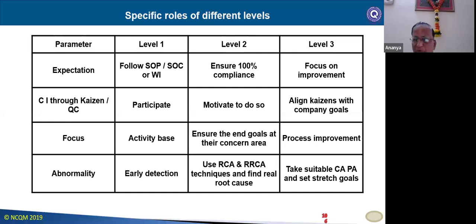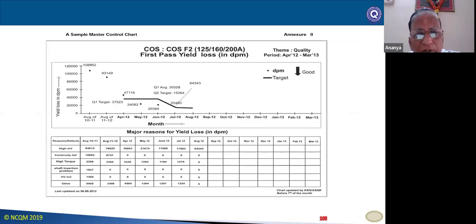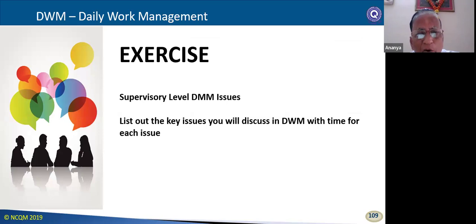Improvement through Kaizen, small improvement activity, quality circles, root cause analysis, training. So various initiatives will be taken and some training can be imparted. Some of the log sheets we will not go into right now. Some major reasons for yield loss are very difficult to explain here. Okay, so that was the thing. I think with this, we are now coming to the end of the session.